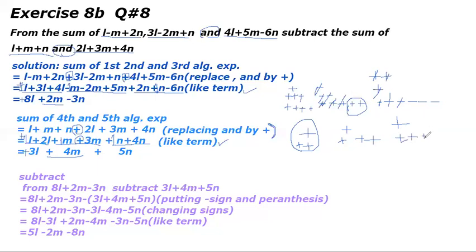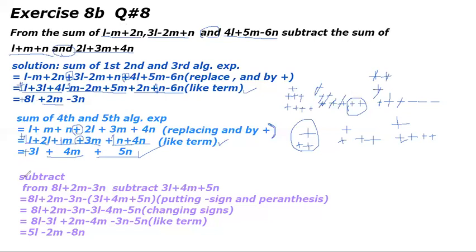2, 3, and it's 4. Total now they are 5n, and they are positive 5n. See, this is positive 5n. This is the sum of algebraic expression fourth and fifth. We have done the sum of algebraic expression for second and third. We have done the sum of algebraic expression fourth and fifth.